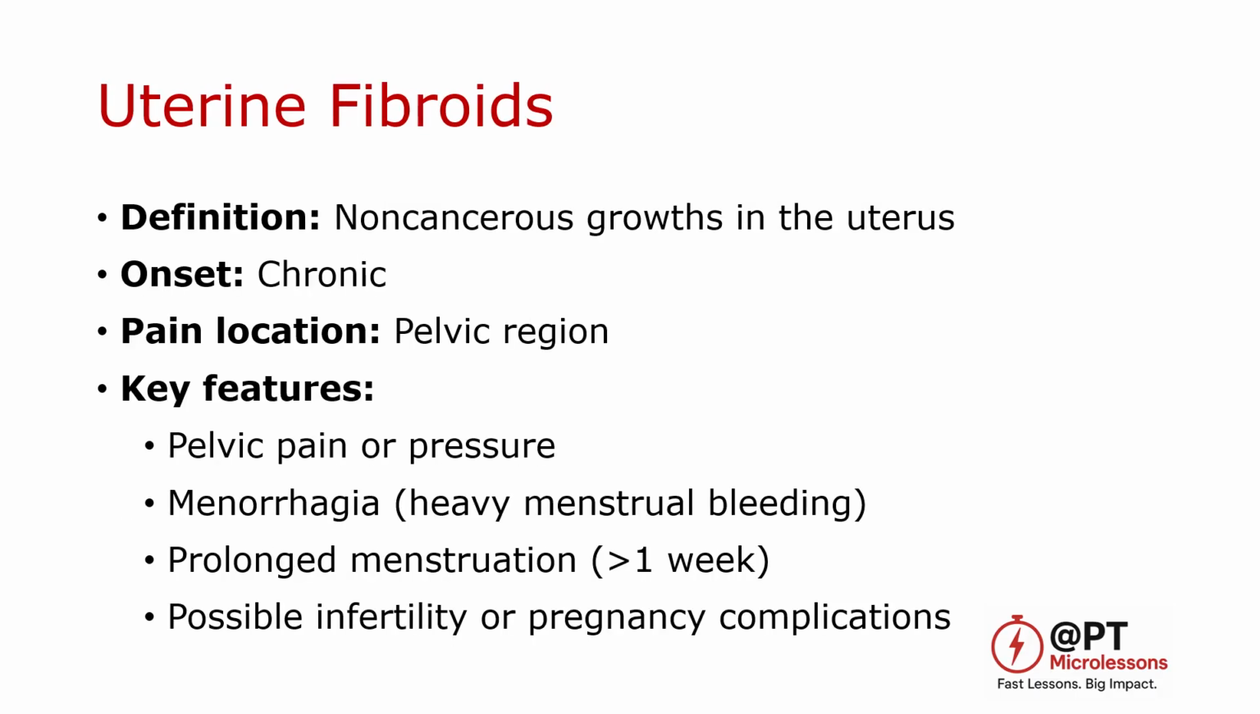Now, let's look at two chronic conditions, starting with uterine fibroids. These are non-cancerous growths in the uterus and present as a chronic condition. Pain is typically felt in the pelvic region, often described as pressure. Key features include heavy menstrual bleeding, prolonged menstruation, and pelvic pressure, and they may also be associated with infertility or pregnancy complications. These cases require referral. The triad is pelvic pressure, menorrhagia, and prolonged menstruation.